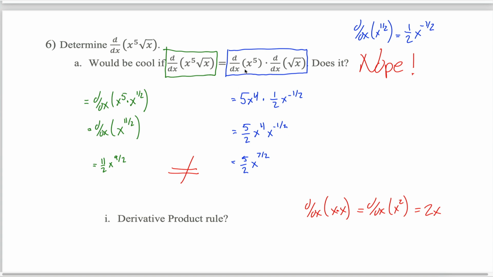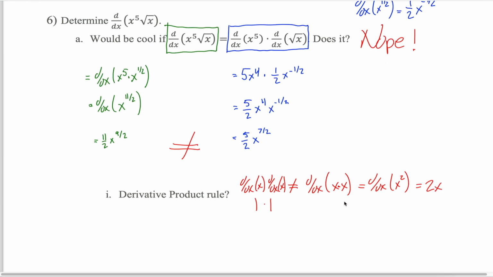If the derivative of a product was just the product of the derivative, then to take this derivative, maybe I'll put a big does not equals here, I could just take the derivative of the first x and multiply that by the derivative of the second x. But I can't do that because the derivative of x is just 1. And 1 times 1 is just equal to 1, and 1 does not equal 2x. Those are not the same thing. Very important to know that the derivative of a product is not equal to the product of the derivatives.